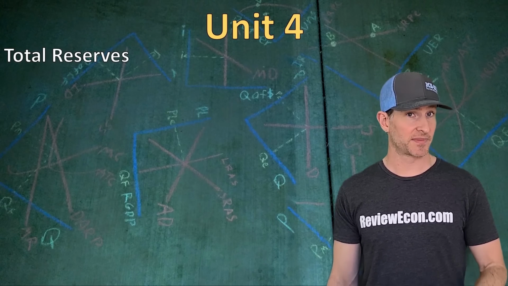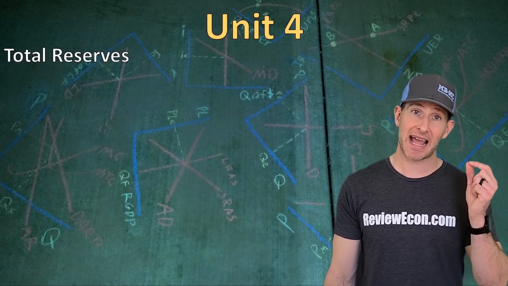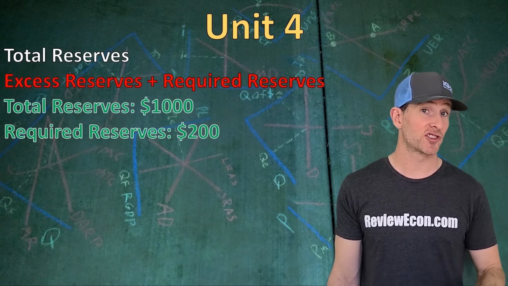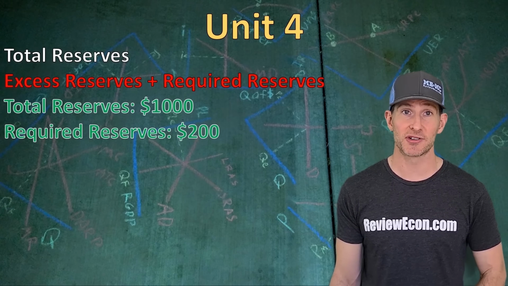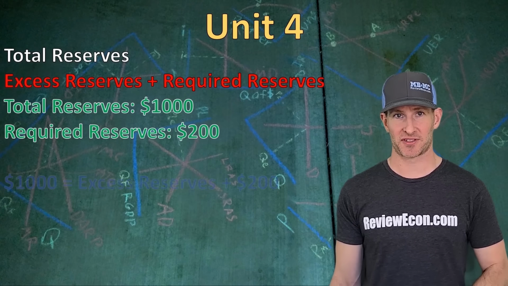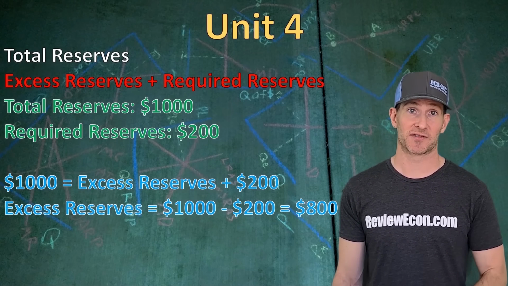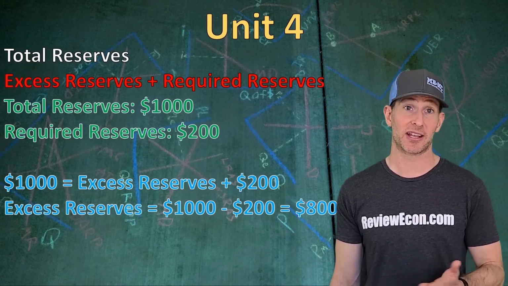Total reserves, sometimes just called reserves, are the funds that banks have available. It's excess reserves plus required reserves. So if the bank's total reserves are $1,000, while their required reserves are $200, what's their excess reserves? Plug in the numbers and do the math, and we have $800 worth of excess reserves. That $800 is money the bank can loan out immediately.